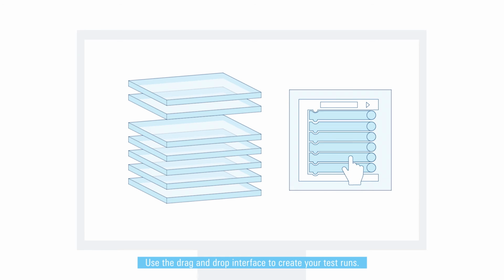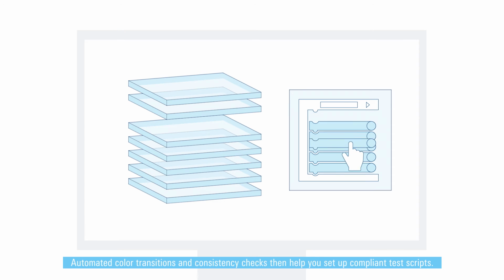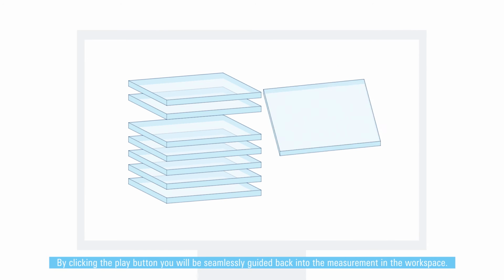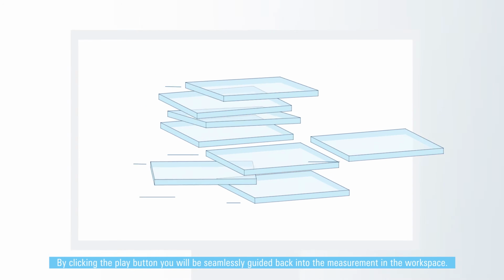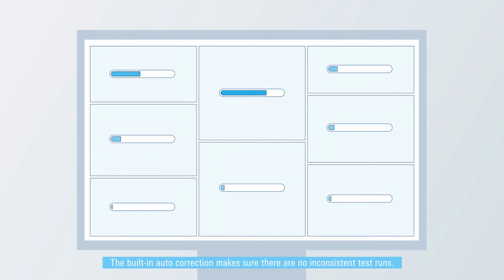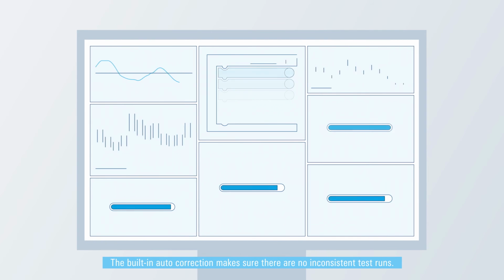Use the drag-and-drop interface to create your test runs. Automated color transitions and consistency checks then help you set up compliant test scripts. Finally, the integrated campaign manager runs and manages the actual test. By clicking the play button, you will be seamlessly guided back into the measurement in the workspace. The built-in auto-correction makes sure there are no inconsistent test runs.